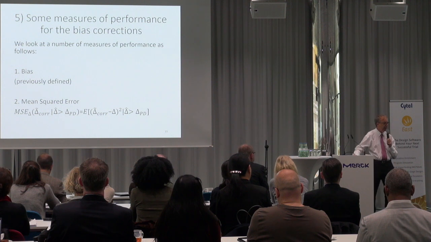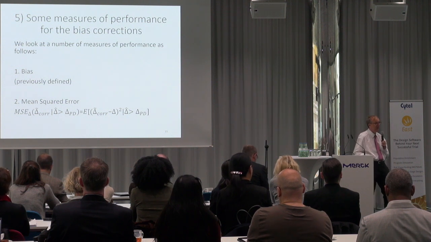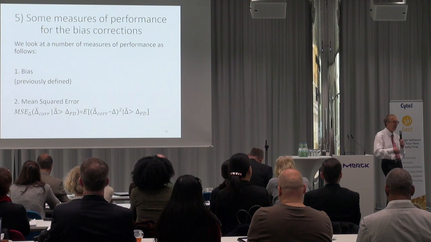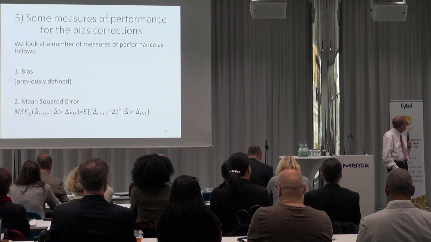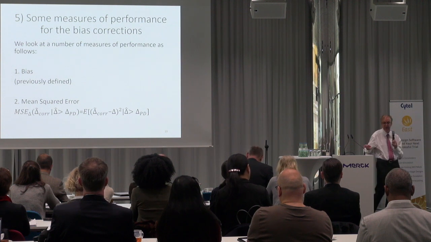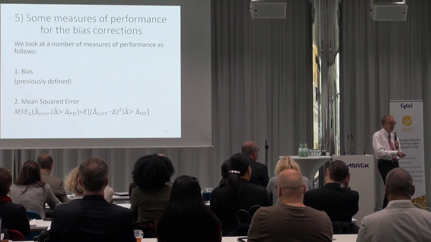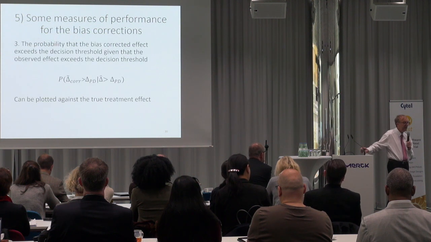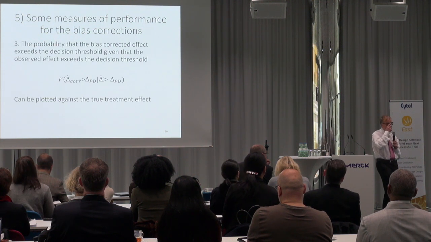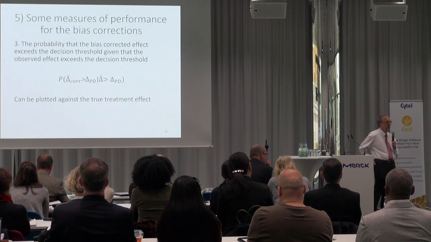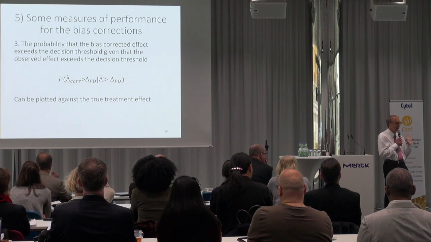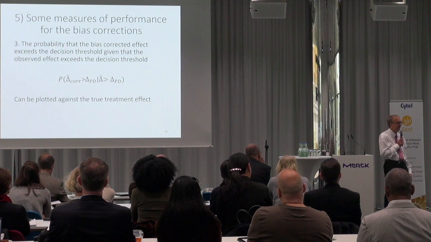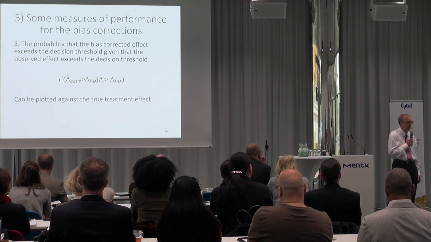Okay, so we can look at a number of measures of performance for these various bias corrections. We can look at the bias of the bias-corrected estimates. We can look at the mean square error, where delta squiggle core now is any of the estimators. Something else that is likely to be of interest is, given that your usual estimate has crossed a decision threshold, does your bias-corrected estimate also cross that decision threshold?